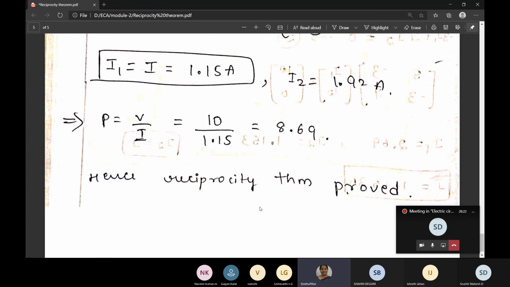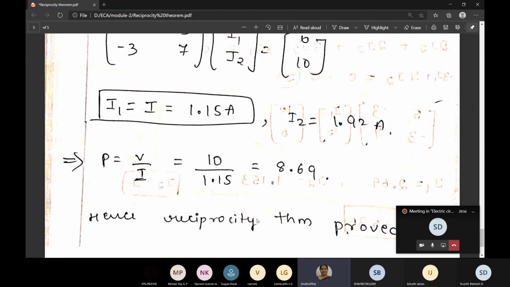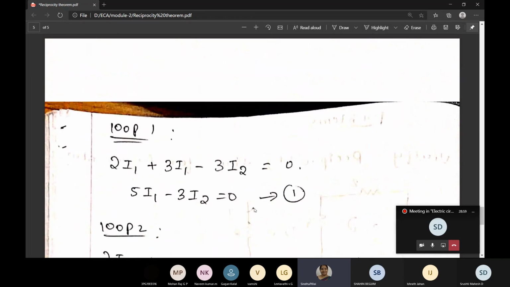So in the reciprocity theorem, what do we do? We see the excitation and response positions. At first, as usual, see the network, simplify, apply mesh analysis and find the response. Next, you have to interchange the positions of excitation and response correctly. You have to see the polarity correctly and the direction of the current correctly, and put them in the correct order. After that, again find the V by I ratio. If you get the same answer, that means the reciprocity theorem is proved.